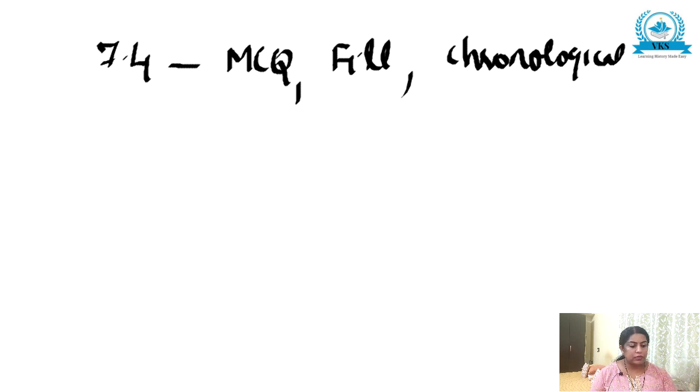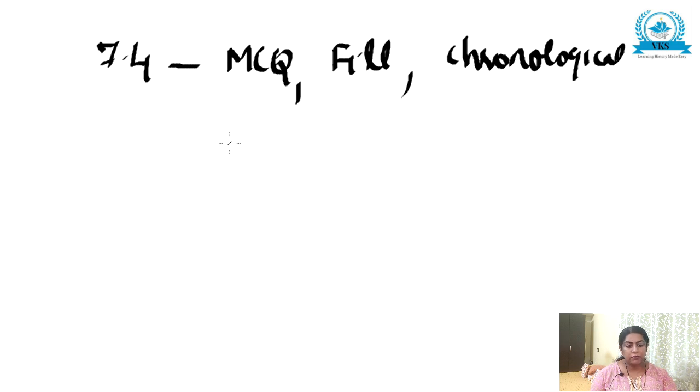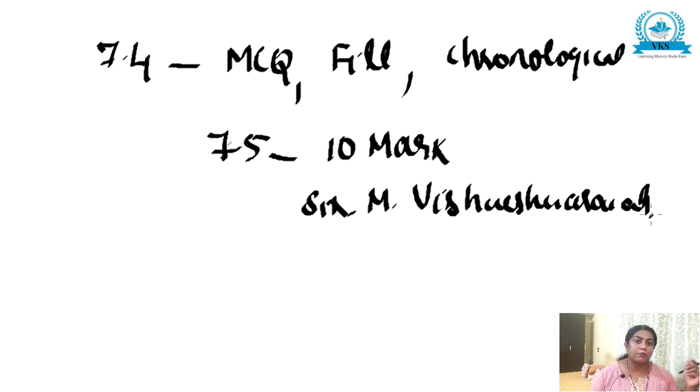Now let us move on to the next chapter, 7.5, Mysore, a model state. From this chapter, one 10-mark question can come, a very important question which is a repeated question from chapter 7.5. The 10-mark question is a question regarding Sir M. Visvesvaraya. That is, Sir M. Visvesvaraya is called the maker of modern Mysore. Explain. A very, very important 10-mark question from chapter 7.5.